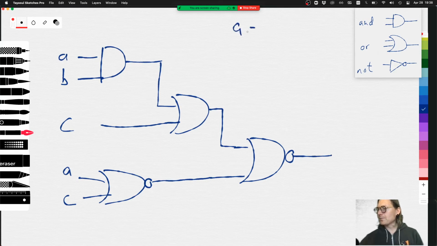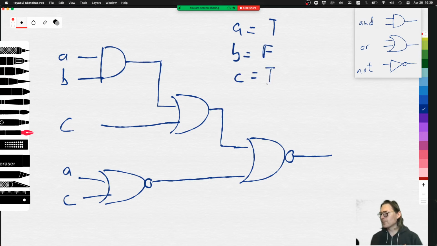Okay, so A is true, B is false, C is true. We can work through this, okay? We can actually plug these values in. And so this is going to be true, false, true, true, true. And we can process this. So true and false gets processed as false, right? So the input over here is going to be false. But false or true, well, false or true, that is going to evaluate to be true.